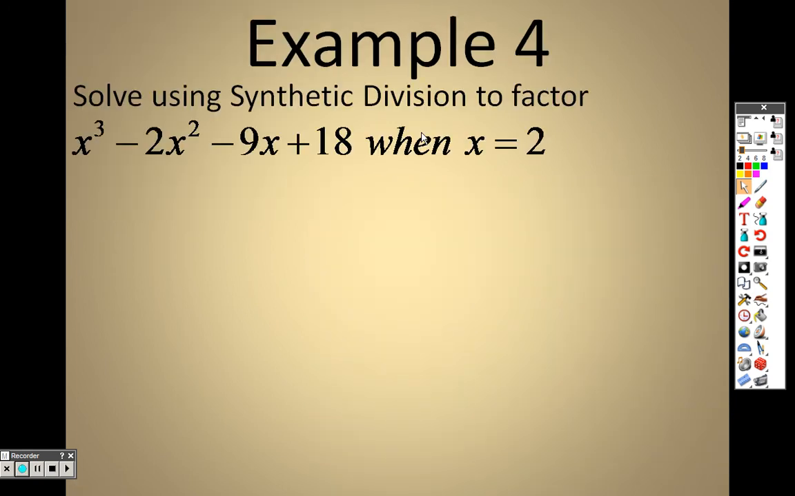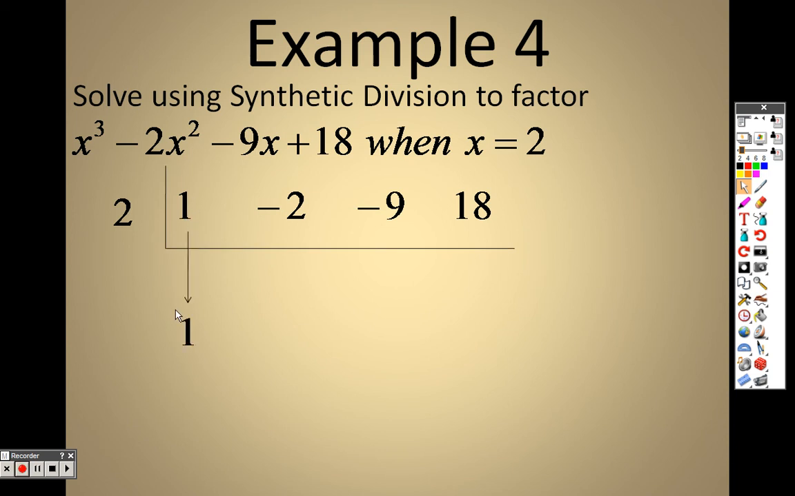Once again, let's try to factor this. It's saying that x equals 2, so I check to make sure I have all the exponents down the line, which I do: a 1, a negative 2, a negative 9, and an 18. I put the 2 out here in front, so I drop a 1 down. 1 times 2 is 2. I add to get 0. 0 times 2 is 0. Negative 9 plus 0 is negative 9. Negative 9 times 2 is negative 18, which gives me another 0.